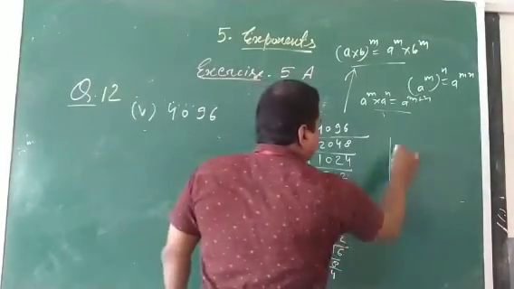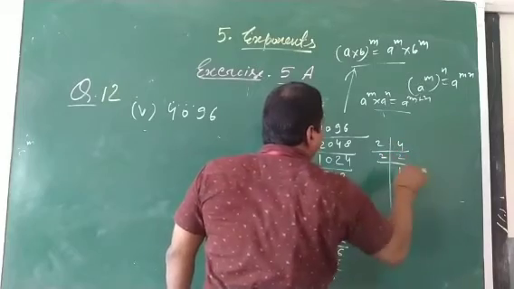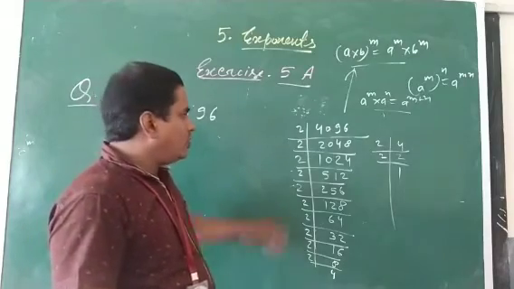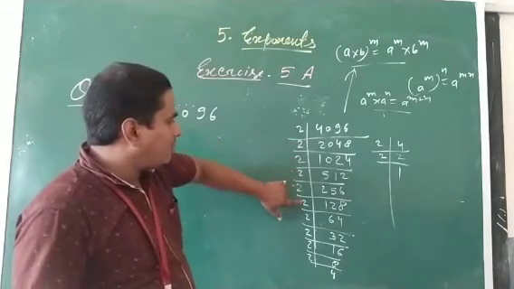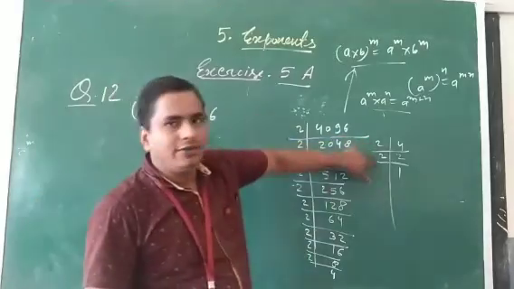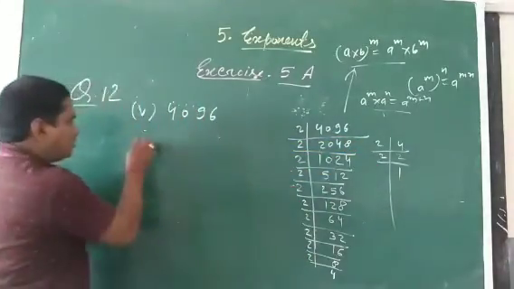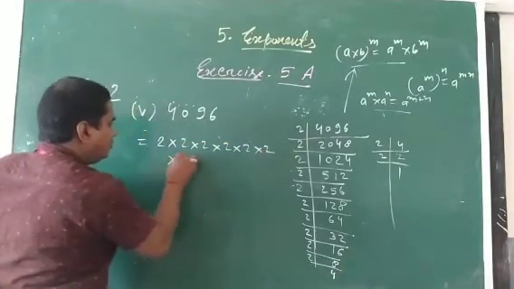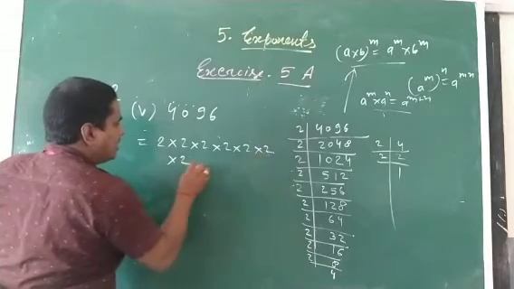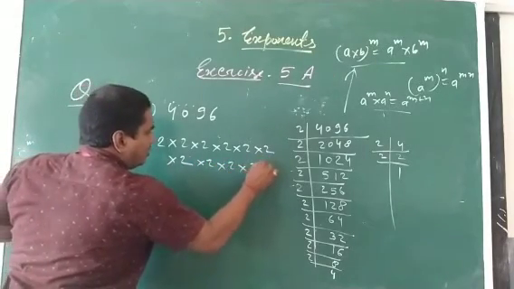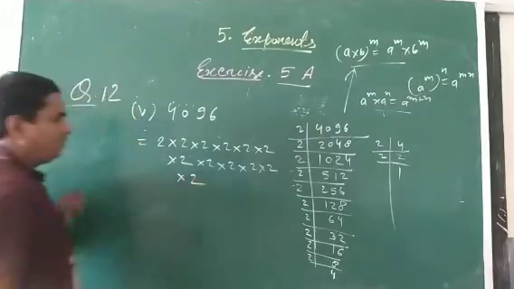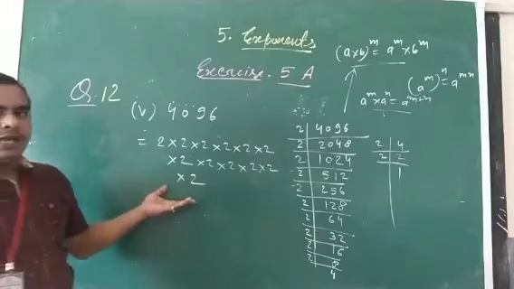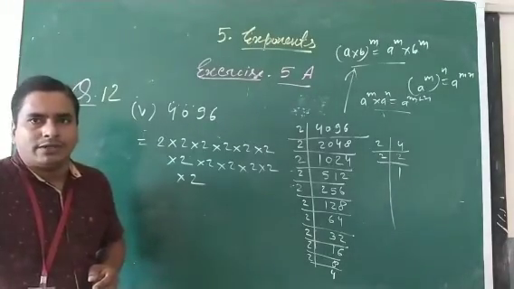Now here I will divide 4. 2 twos are 4, then again 2 ones are 2, 2 ones are 2. So how many times? 1 2 3 4 5 6 7 8 9 10 11 12. Okay, so 2 into 2 into 2, twelve times. So how can we write this as a square of a number or cube of a number?